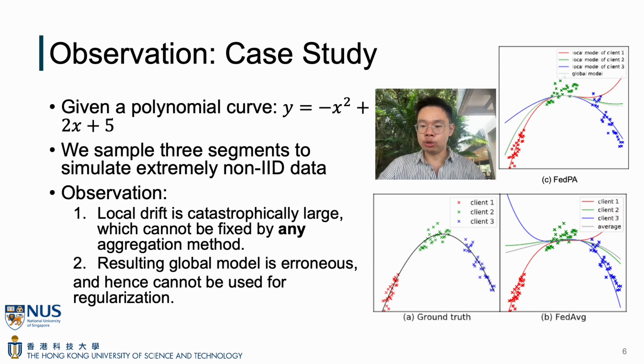According to our experimental results shown in figures B and C, we find that local drift is way too large, to the degree that it cannot be fixed by these two typical existing federated learning algorithms.